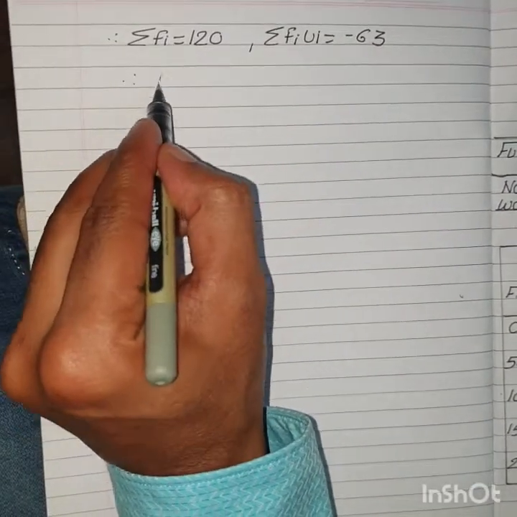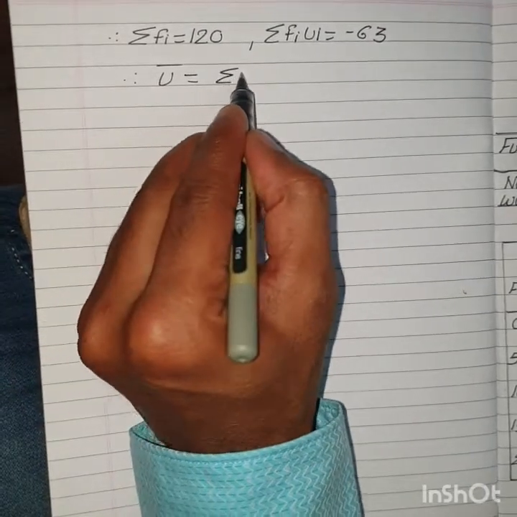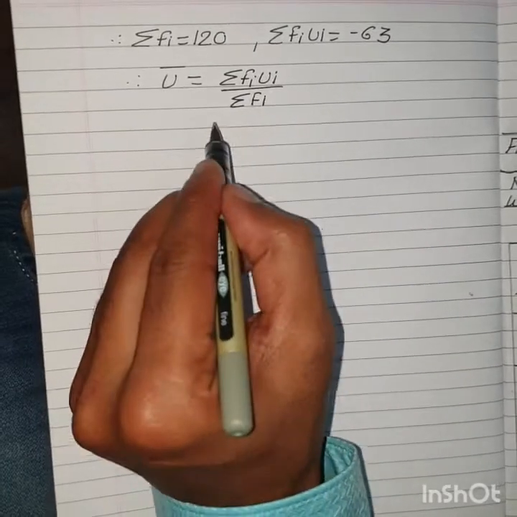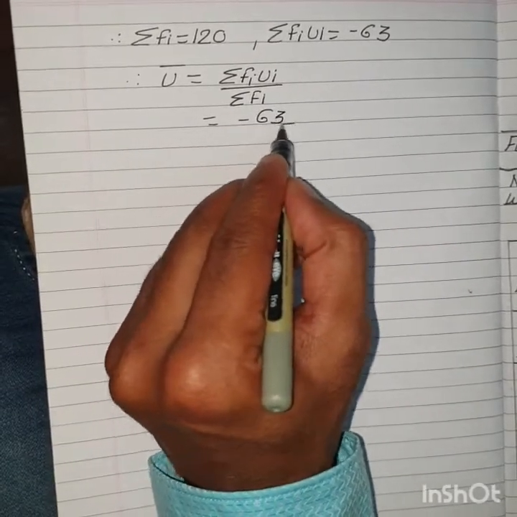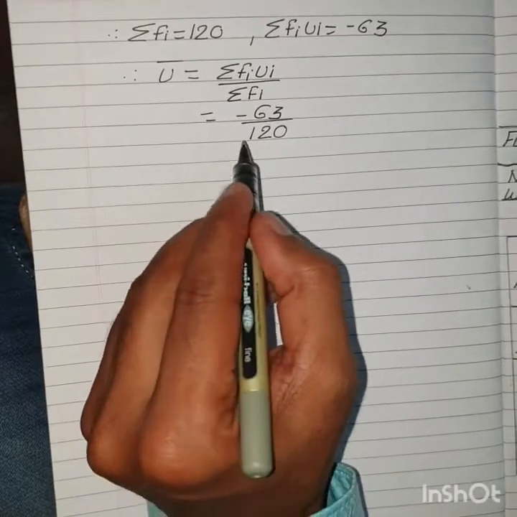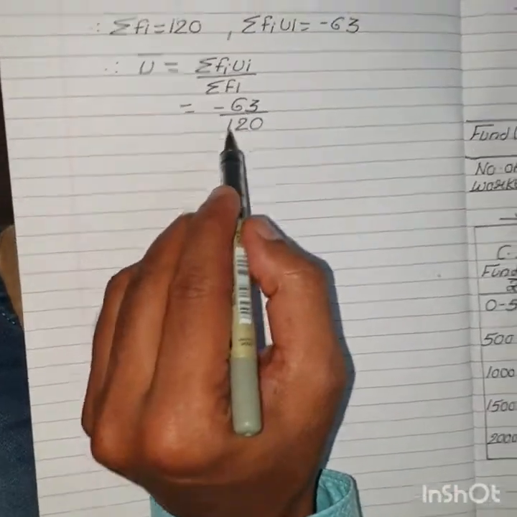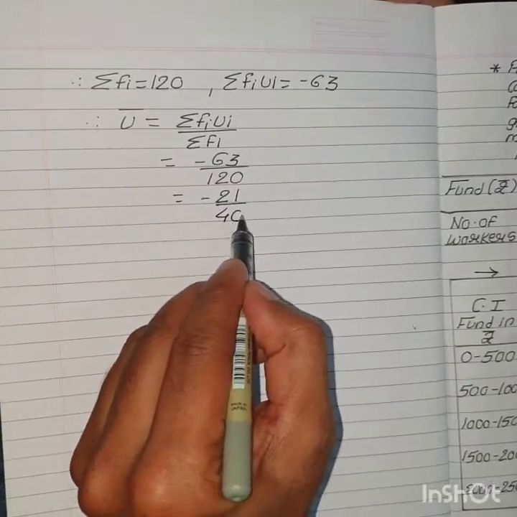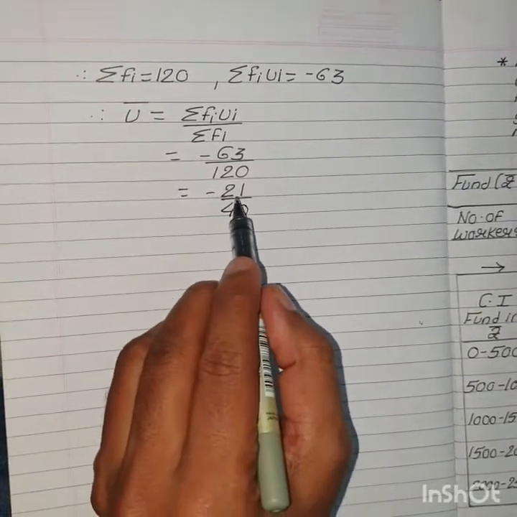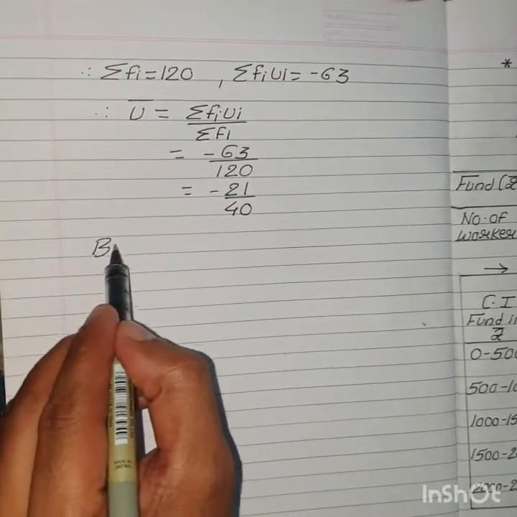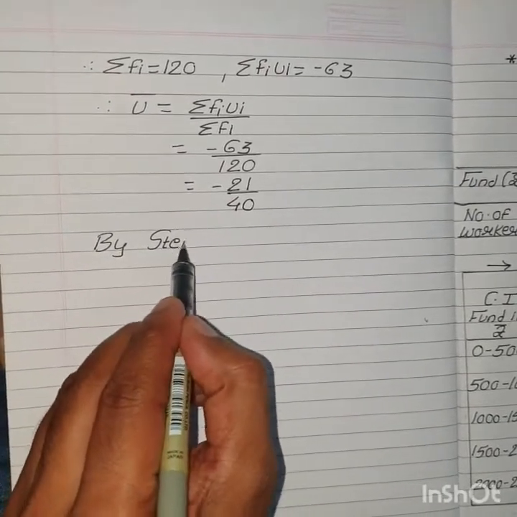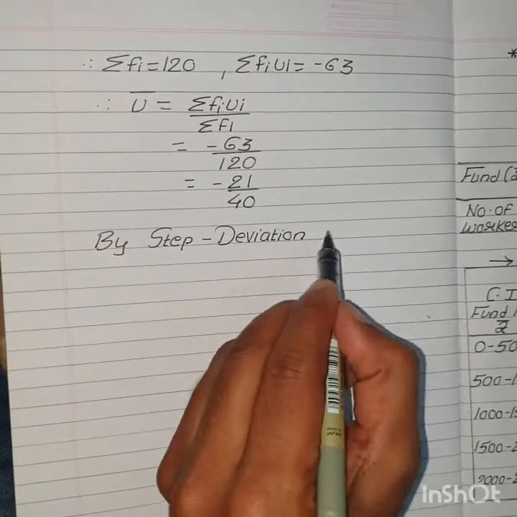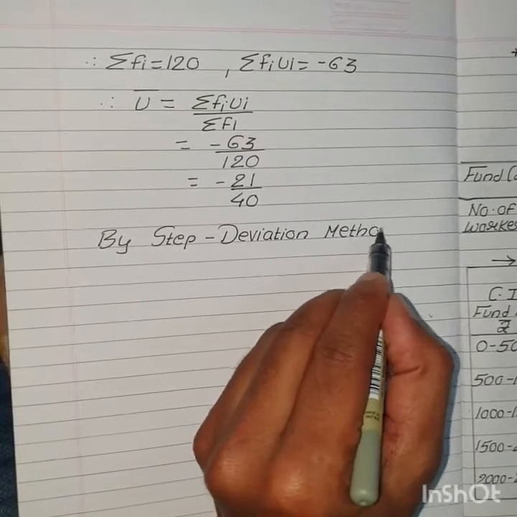So first, we will find out u bar. What is the formula for u bar? Summation fi ui upon summation fi, that is equal to minus 63 upon 120. Now these both numbers are divisible by 3, so minus 21 upon 40. Now we will keep it as it is. Here we will mention the method: step deviation method.